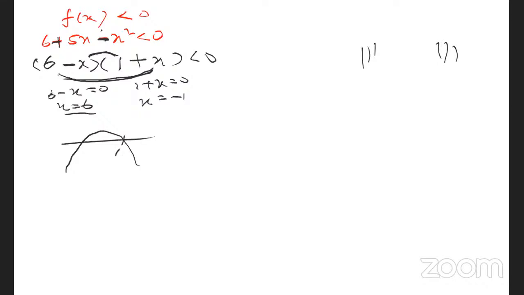This is 6. This is negative 1. So the answer, negative is below. So therefore, x must be more than 6. X must be less than negative 1. Okay? But I know some of you may have learned the other way.